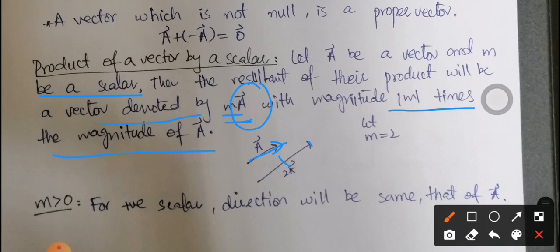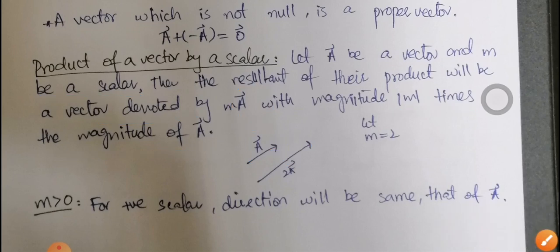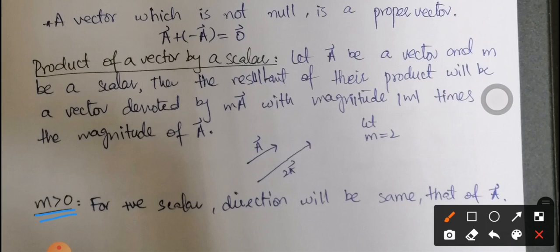As we are saying that m is a scalar, a real number, it could be 0, it could be positive, or it could be negative. So we are going to discuss what will happen in different cases. The first one is m greater than 0, that is, if m is positive. Then clearly there will be no effect on the direction, the direction will be the same, and only the magnitude will be affected.